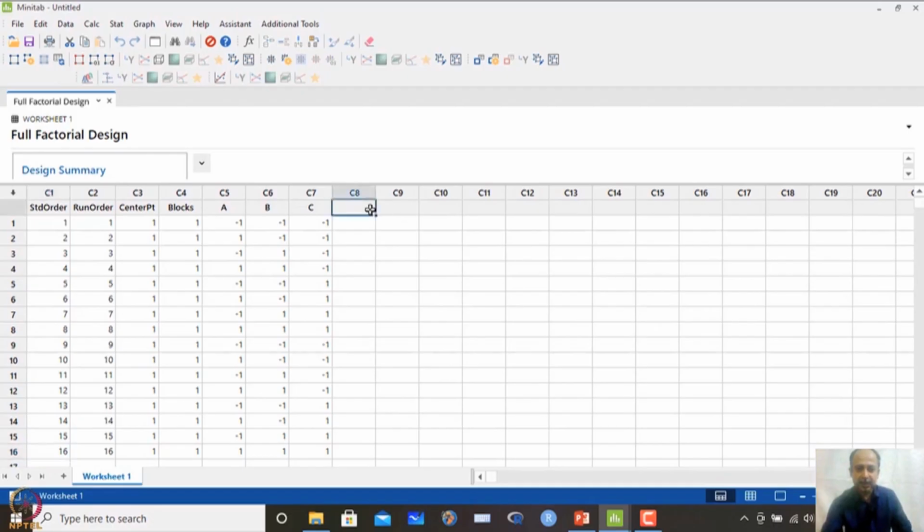Then you run the trials, and for each combination, the value of y is already noted down. Maybe this is y1, and the second replicate can be y2. Sorry, this is not to be noted, because we have already taken care of replicates. One set of 8 experimental trials will be up to this point. One set will be like this, and the next set will be placed over here. So this is the complete experimental trial data. Whenever you have placed the data, then we can analyze it.